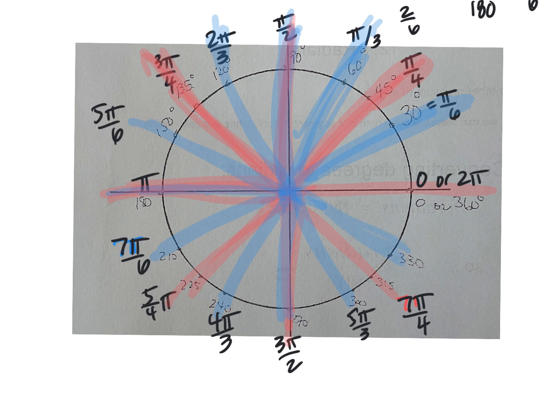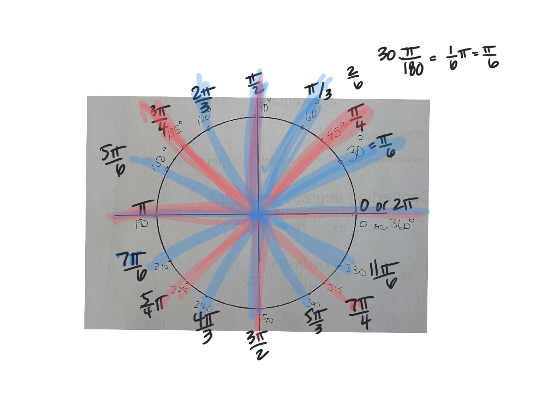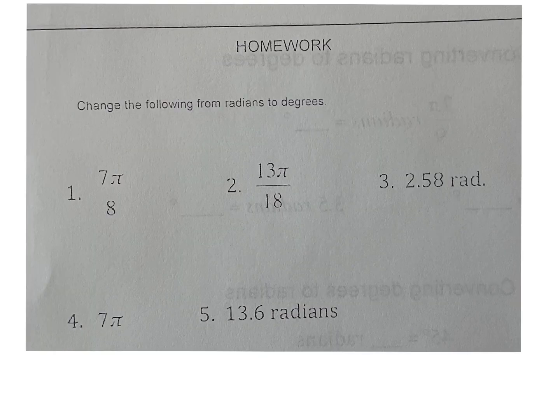What would this guy be? 11/6. And then finally, plus one more 6th was 12/6. 12 divided by 6 is 2 pi. You got it. Love it. So we'll practice more of that tomorrow.